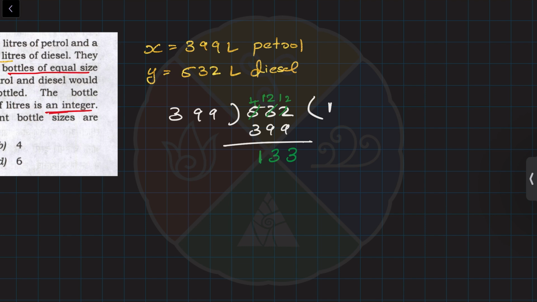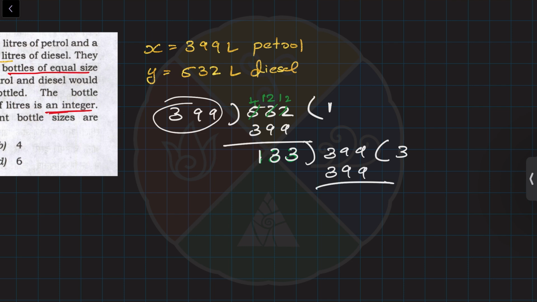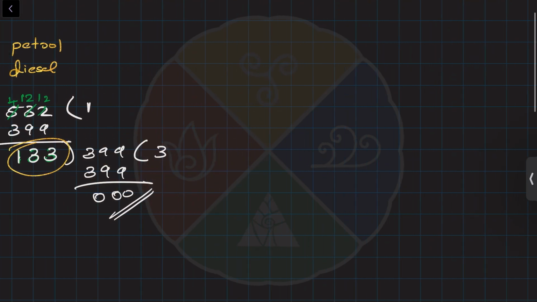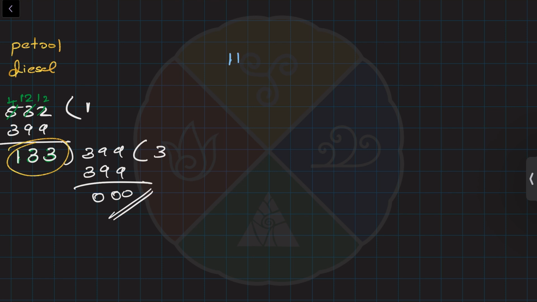Now I am going to divide the previous divisor 399 with the current remainder 133, and it will go 3 times, 399, and that is 0, 0, 0. Okay, so our HCF of these two numbers will be 133. So we found the HCF. Our HCF is going to be 133.